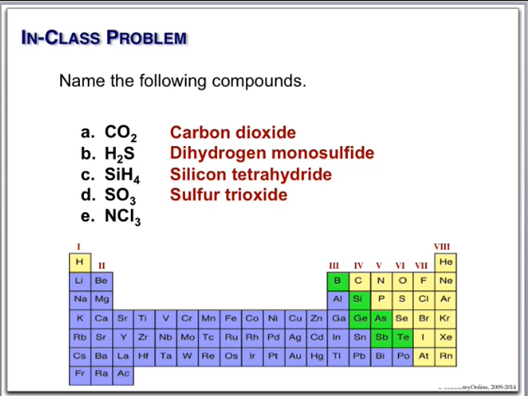One nitrogen, 3 chlorines. This first word is simply nitrogen. Again, our multiplier is trichloride.